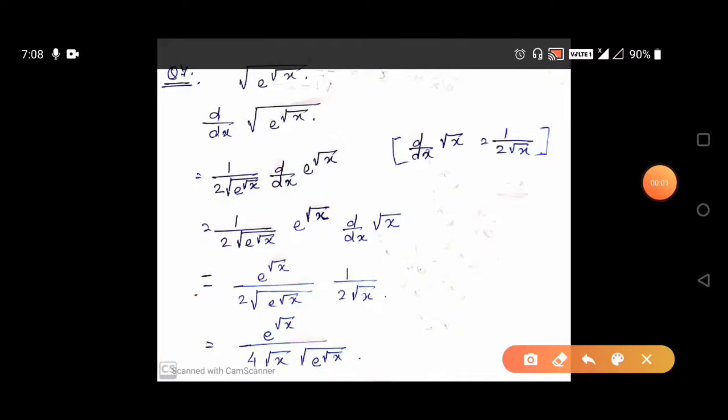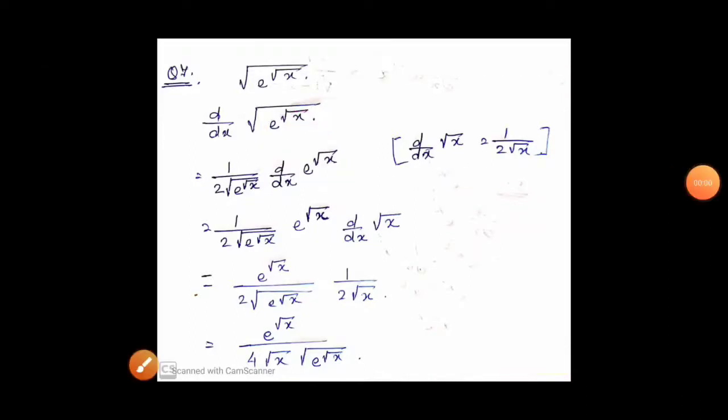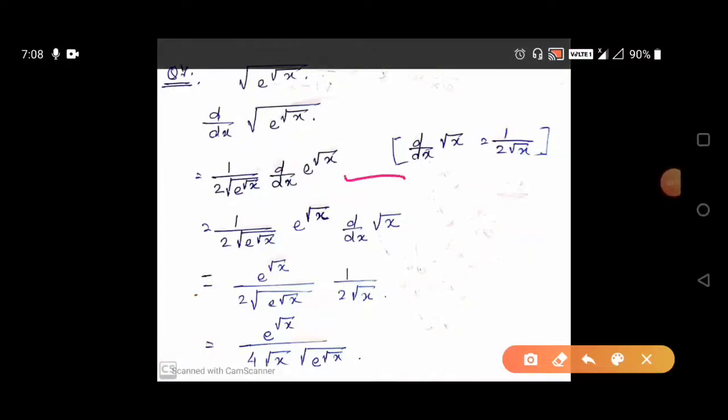So in this question, first of all, we have applied the formula of d/dx of root over x. In place of x, we have e to the power root over x. Since we have e to the power root over x in place of x, we have to again differentiate e to the power root over x. Now here we will apply the formula d/dx of e to the power x. So here we have root over x in place of x. Since we have root over x in place of x, we have to again differentiate root over x.